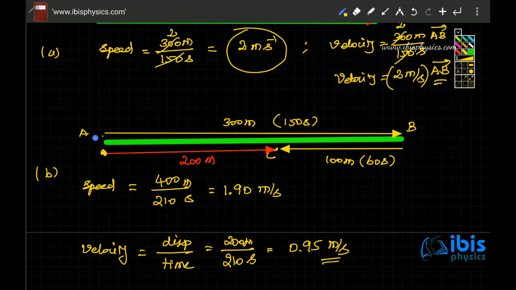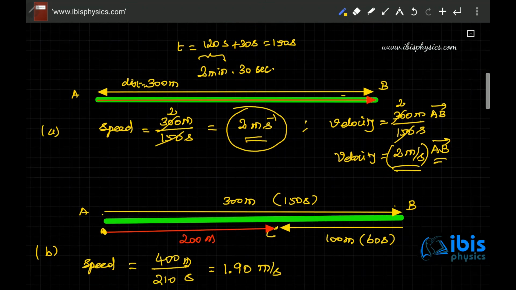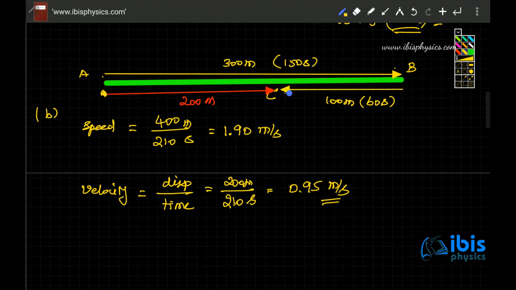So when he moved from A to B, speed and magnitude of velocity are the same. When he went from A to C through B, speed is still around 2 meters per second, but the velocity is only about 1 meter per second.